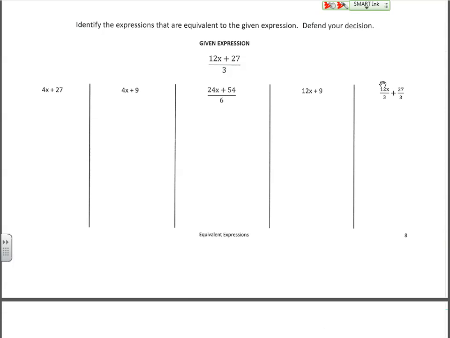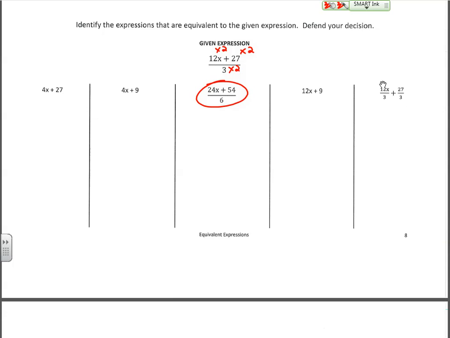For example, you might notice that in this one, 24x plus 54 divided by 6, if you multiply 12x by 2, you get 24. If you multiply 27 by 2, you get 54. If you multiply 3 by 2, you get 6. Okay? And like we've seen in systems of equations with elimination, if you multiply or divide everything in an expression by the same thing, it's going to be equivalent.